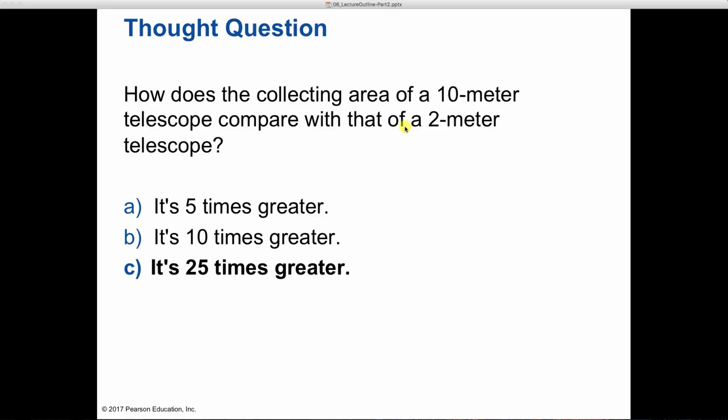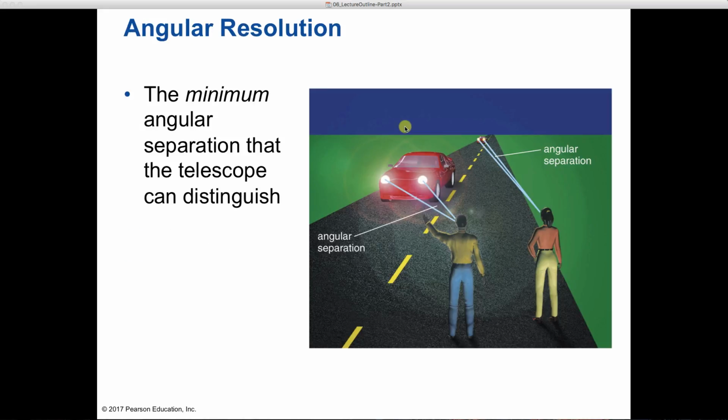So astronomers try to make the biggest telescopes they can. So angular resolution is another thing that depends on the size of the telescope. And what this has to do with is whether you can see two objects as distinctly two objects rather than a single object. And this image shows two people looking at a car, and this person sees a car far away, this person sees the car much closer. Let's say it's the same car.